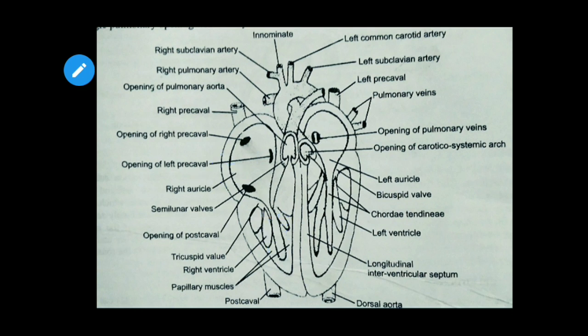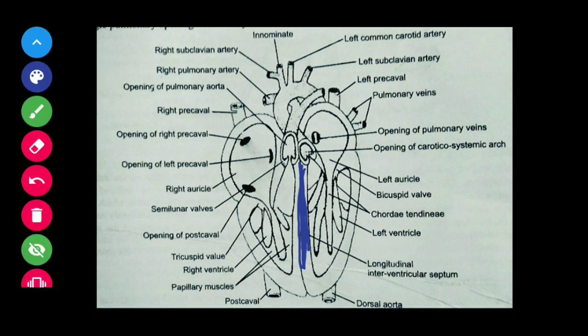Next, ventricles. The ventricular region consists of two ventricles. It is divided into left and right parts by an interventricular groove, which runs from the left side of the base obliquely to the right and terminates to the right of the apex.